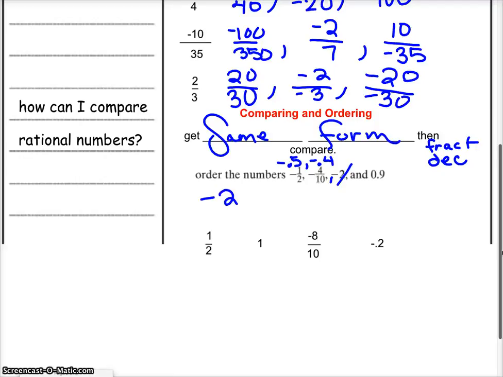And then what's the next largest? What's the next smallest number?